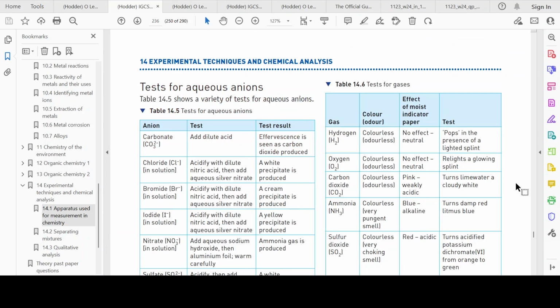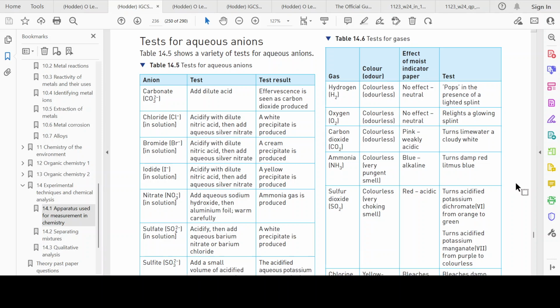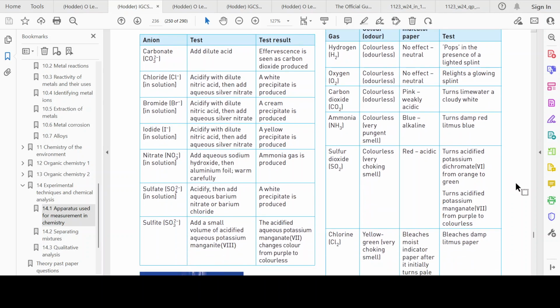So quickly, tests for aqueous anions. We did cations, now we're doing anions. The tests are different. For carbonate, if you add a dilute acid to whatever you have, even if it's in liquid form, you're going to see effervescence produced, which is carbon dioxide.